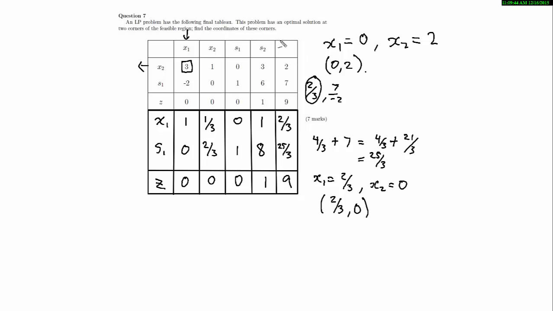Finally, to write this out formally, we have an optimal solution of z equals 9 at the coordinates (0, 2) and (2/3, 0). And that's it.